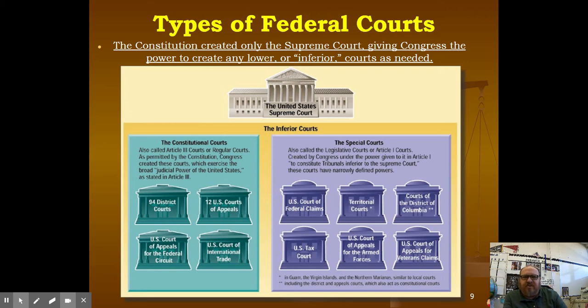There are U.S. Court of Appeals of the Federal Circuit. Then there's the U.S. Court of International Trade. Then the special courts that we have are the U.S. Court of Federal Claims, territorial courts, courts of the District of Columbia, U.S. tax courts, U.S. Court of Appeals for the Armed Forces. The military has their own. And the U.S. Court of Appeals for Veterans Claims. So a whole other court just for veterans in the military.